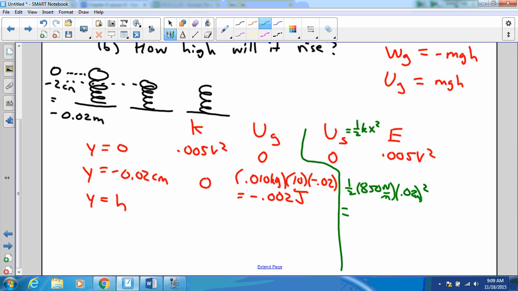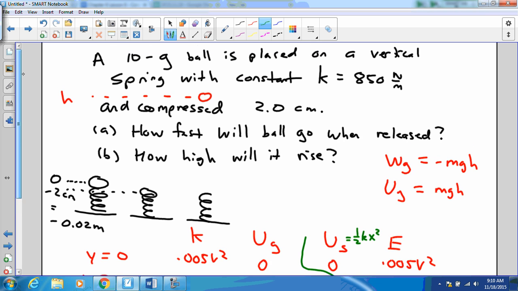And my x is 0.02 meters squared. So when I run the numbers on that, I get 0.17 joules. Got a question?